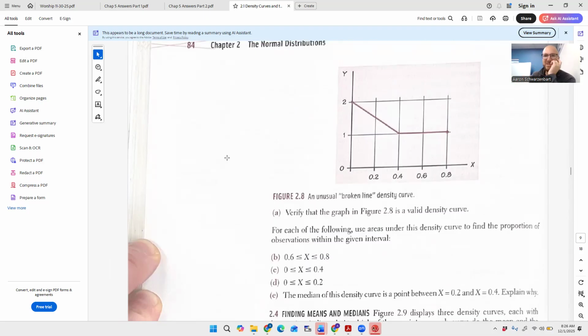Now, this density curve, they don't draw in the sides, but there's a vertical line here and here. Okay? Just find the area, make sure it equals 1. If the area does not equal 1, it's not a valid density curve. Okay?